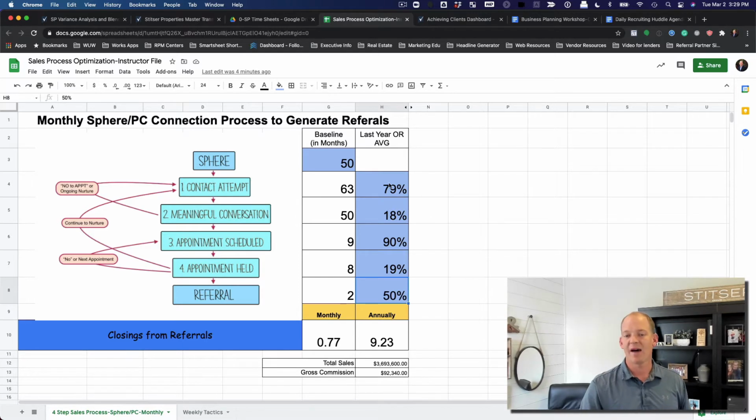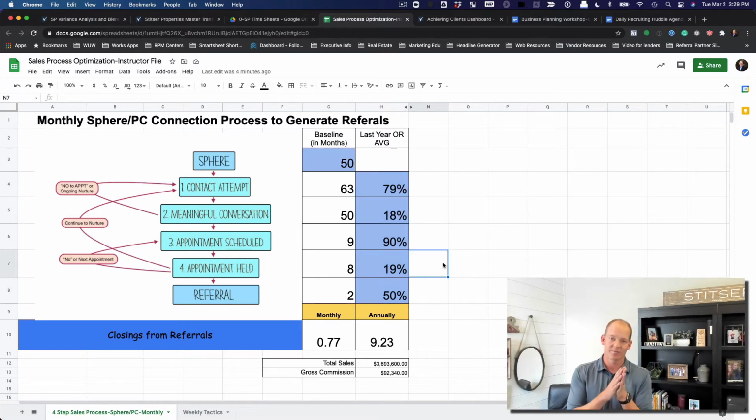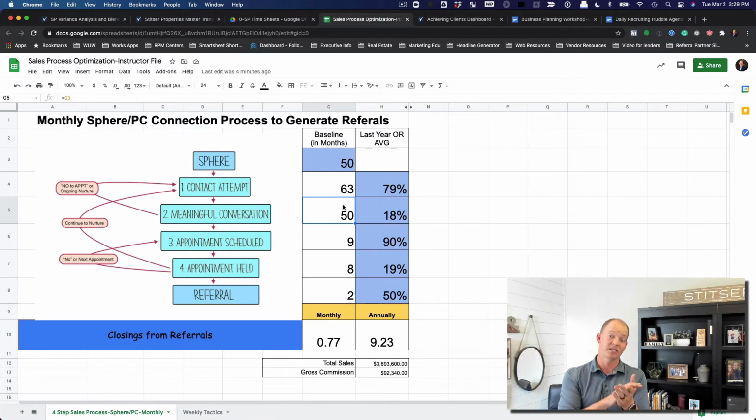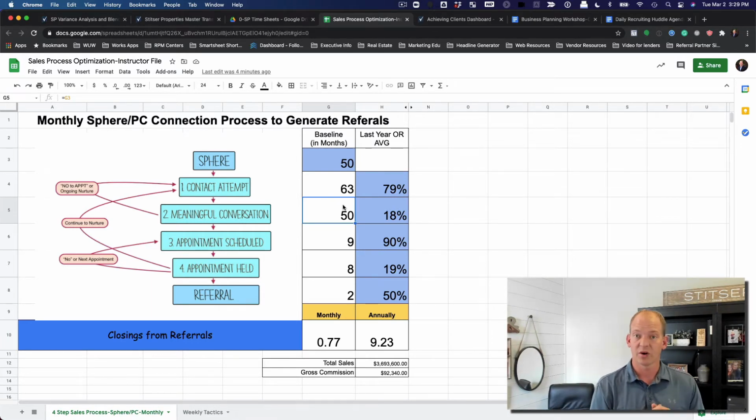So if you don't have these numbers and you've never measured them for yourself in the past, don't beat yourself up. Most people don't. So what I've plugged in here are just some general averages of someone who's just becoming aware and intentional about this process. So in this specific example right here, we have 50 people in our sphere past client database. We have a 79% conversion of contact attempts to conversations. That means every month it's going to take us 63 call attempts to talk to everyone in our sphere and past client database once. So 63 call attempts per month gets us 50 conversations.